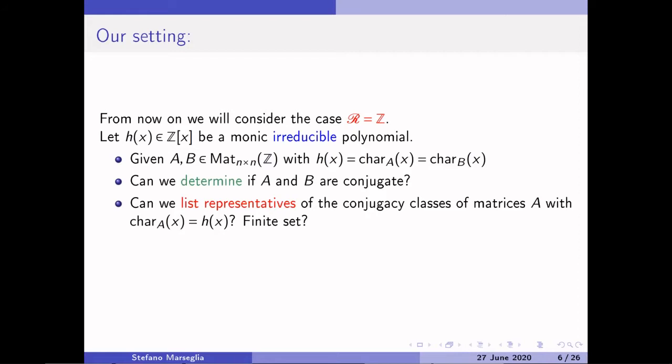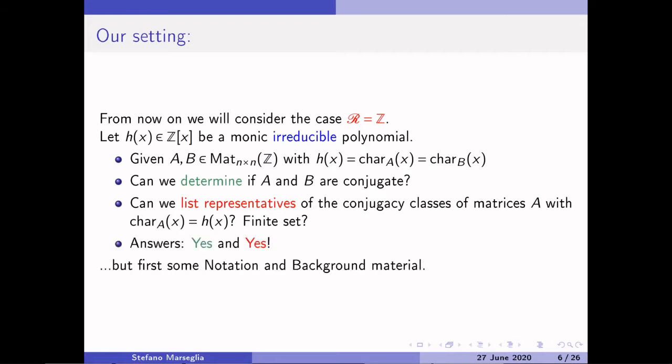Okay, these are the questions that we're going to focus on. First, determine if two given matrices with the same characteristic polynomial are conjugate, and second, list a representative for the conjugacy classes. So we want a bunch of matrices as output of our algorithm. I already said that yes, we can answer these two questions positively. By the end of this talk, we're going to have an algorithm that tells us if the matrices are conjugate, and an algorithm that spits out these representatives of the conjugacy classes.